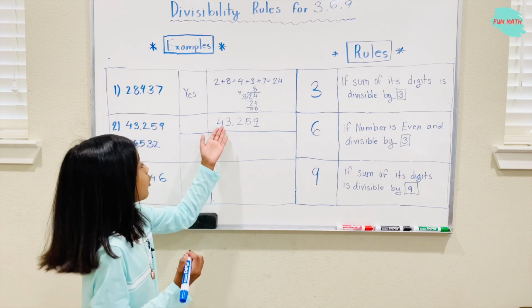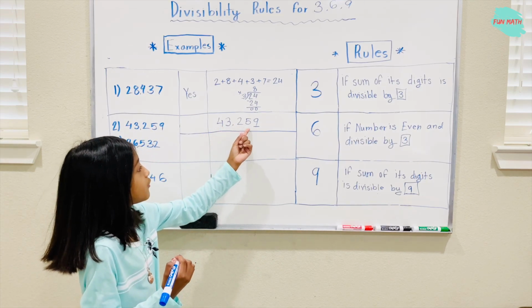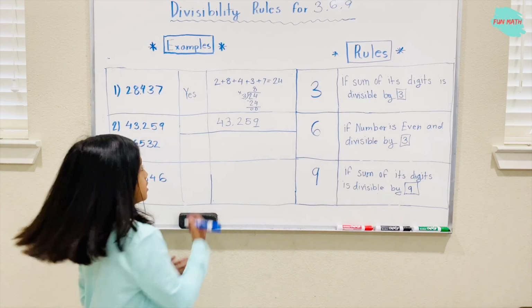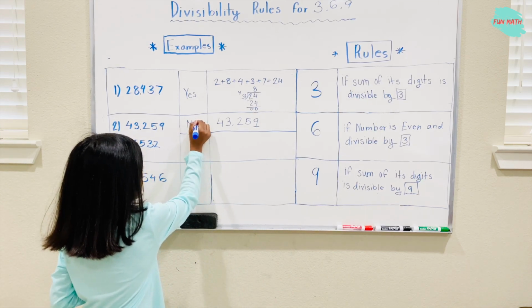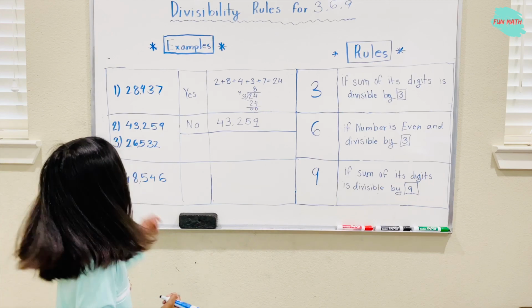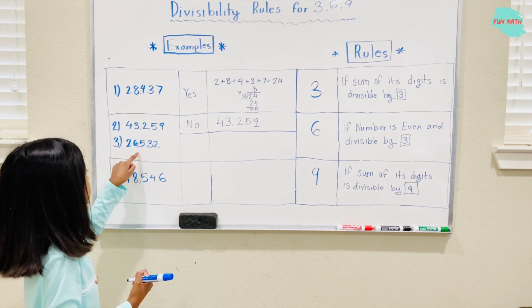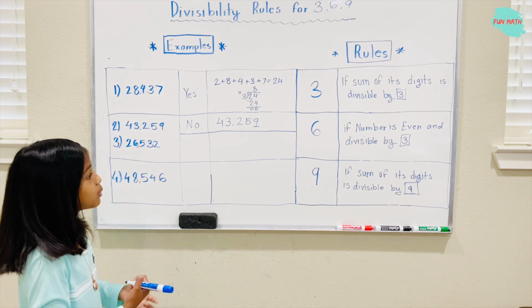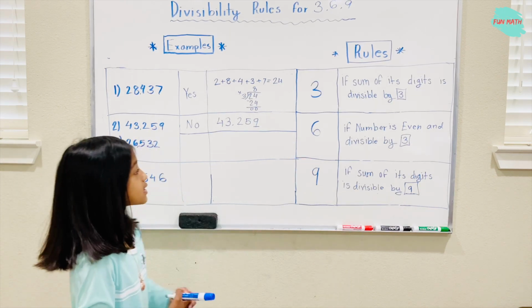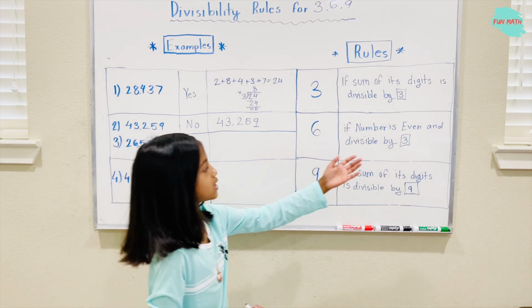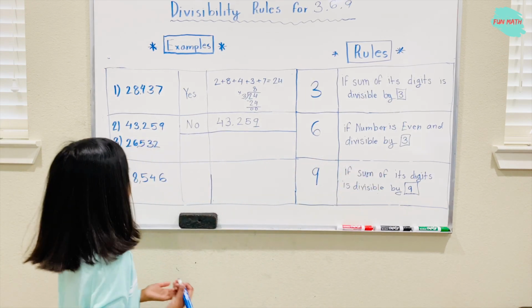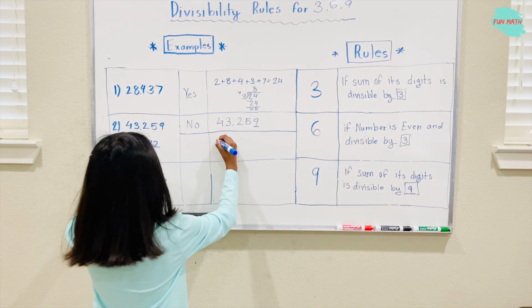So 43,259 is not divisible by 6. We're going to write no in this box. Okay. Now let's move on to the third example. Is 26,532 divisible by 6? Let's check if the number is even and divisible by 3. Okay. Let's rewrite it.